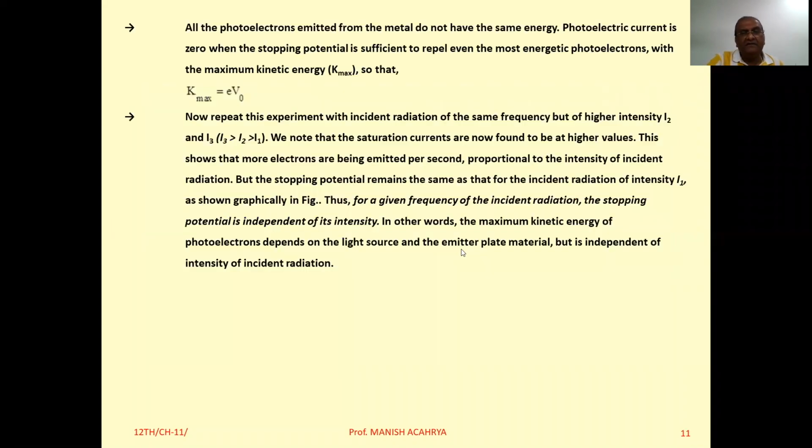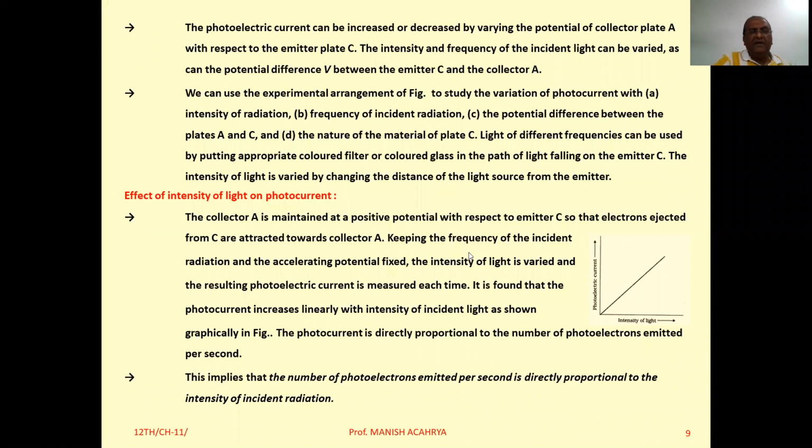And they finally concluded this thing, the relationship between photoelectric current and intensity of light is a linear relationship. Means as intensity increases, the photoelectric current also increases. And when the relationship between photoelectric current and intensity of light is represented, they obtain the straight line graph as shown in this.